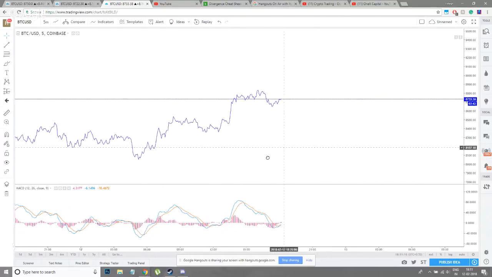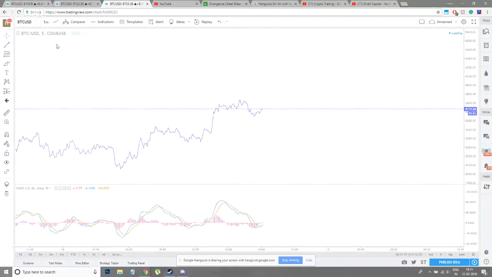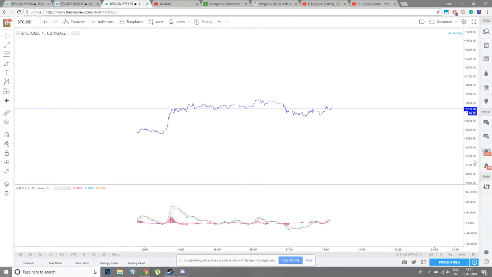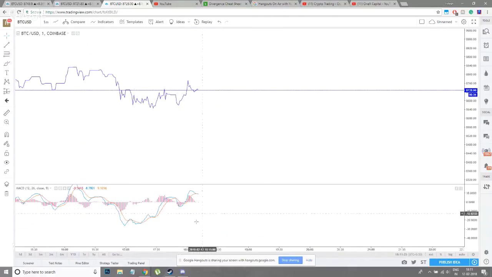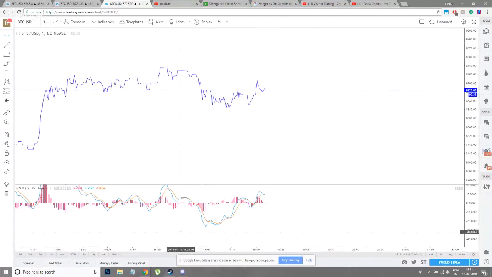So what you need to do is pay attention to the MACD very, very carefully. On higher time frames, that becomes less critical. And this is the 1 minute time frame. There's nothing useful here. Opening it for meme value, nothing else.